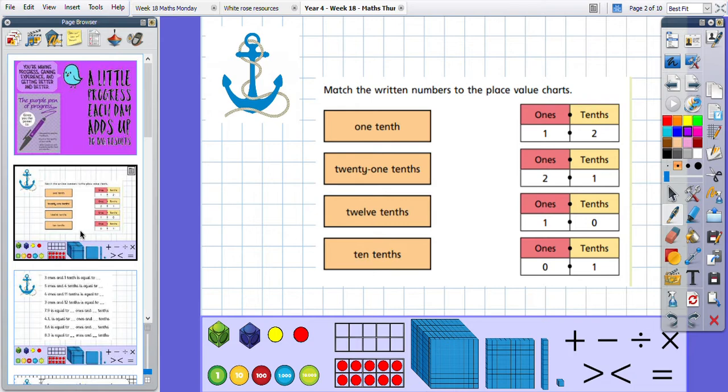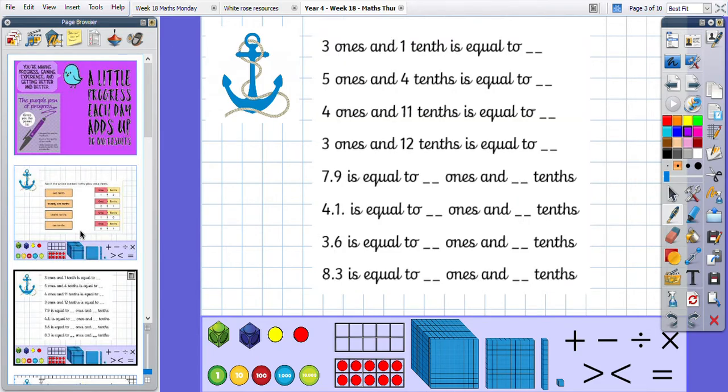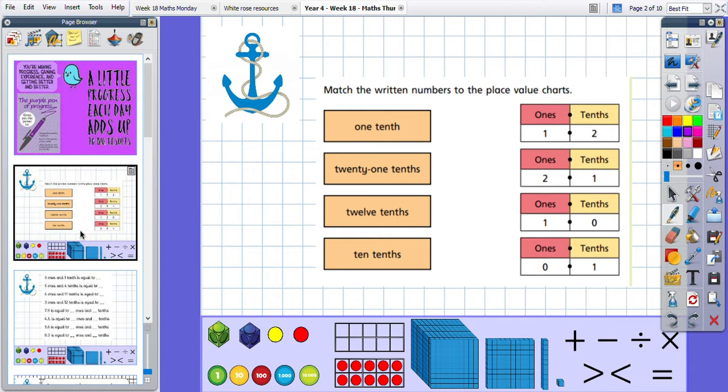Good morning, Year 4. Your decimal work is continuing with number lines today, counting in tenths. So, quick recap for our anchor then. Match the written numbers to the place value chart. And then you also have these sentences here. Can you fill in the gaps? So pause the video and have a go at both of these tasks now.